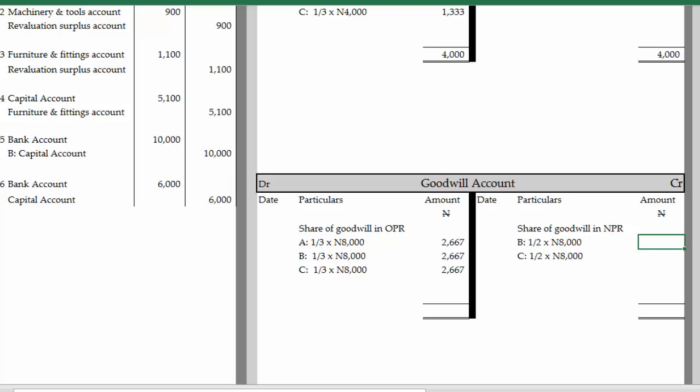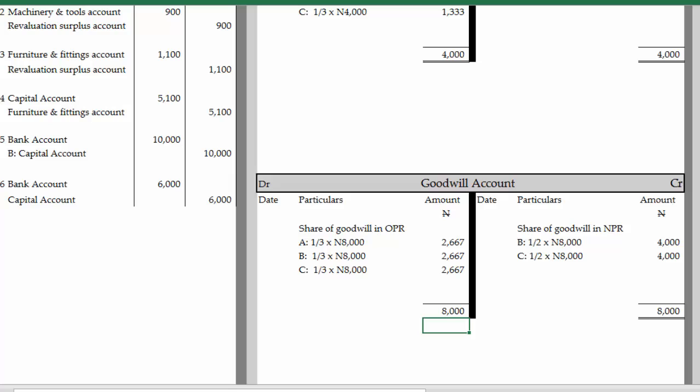Now we'll be removing it in the new profit sharing ratio. A has left, so B and C will share all profit or losses equally. So share of goodwill in new profit sharing ratio. So B will have 1/2 multiplied by 8,000, okay, and that is 4,000. And C will have 1/2 multiplied by 8,000, and that gives 4,000.